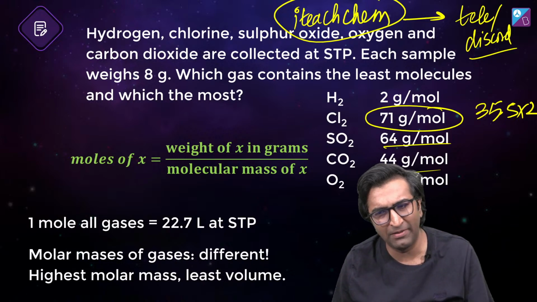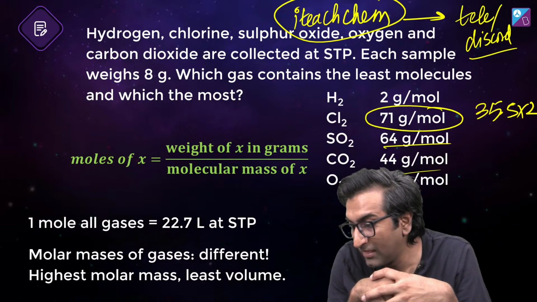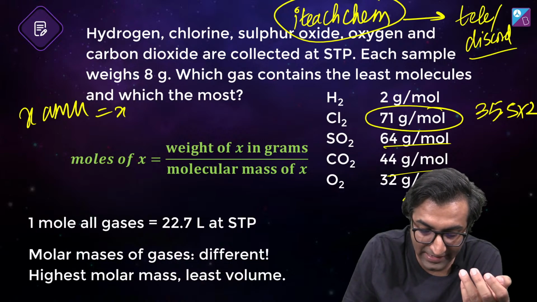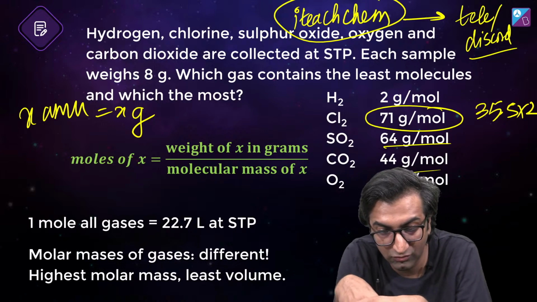In the next session we'll talk about empirical formula, and do a bit of those things. How to calculate grams from AMU. Sir sahab, x AMU is equal to x gram. That's it. Just change the number, that's it. That is the beauty of 6.022, right?